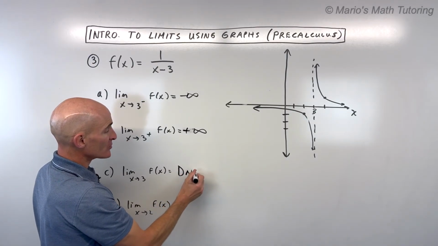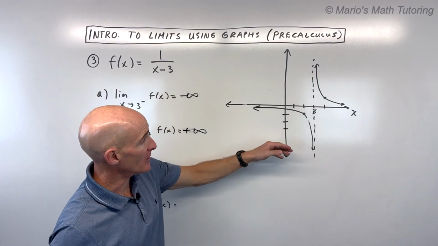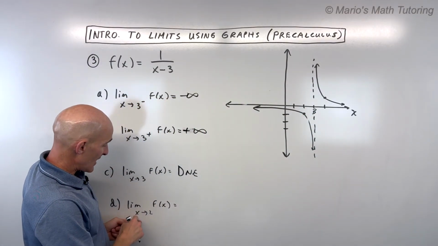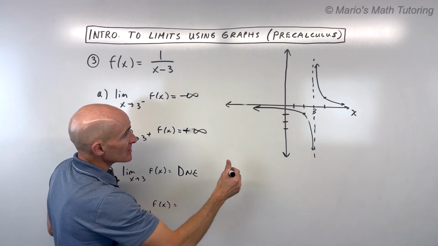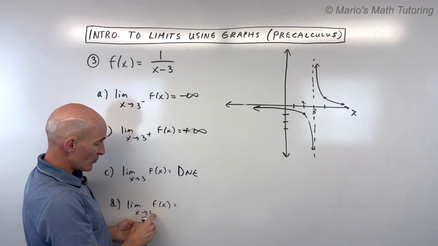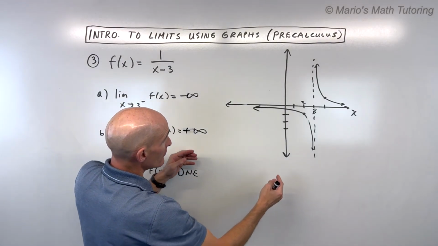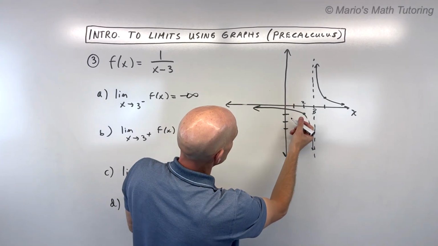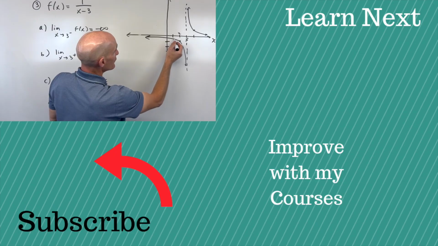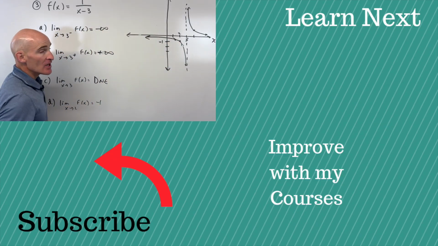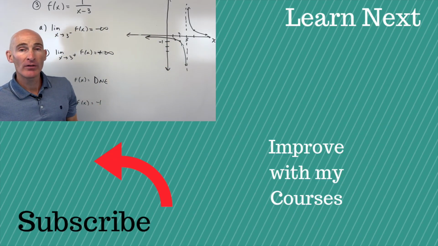This is sometimes referred to as an infinite discontinuity. See, it's like infinity here. You have this asymptote. And then lastly, the limit as x approaches 2 of f of x. So here's x is 2. Now it doesn't state whether it's from the left or the right. It just says x approaches 2. So from both sides, as we approach from the left and the right, what y value are we getting closer and closer to? We don't have to actually reach it, but from the left and the right, we're getting closer to a y value of negative 1. So that's our limit.